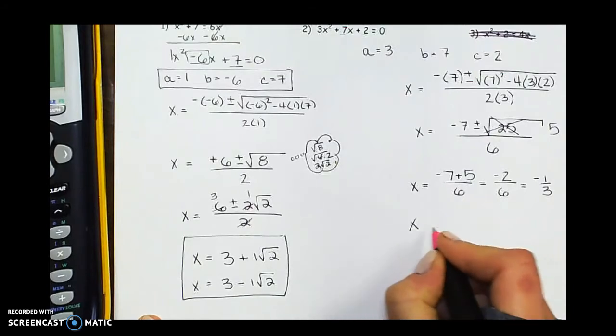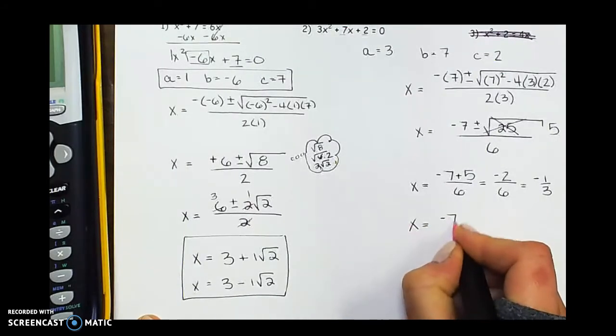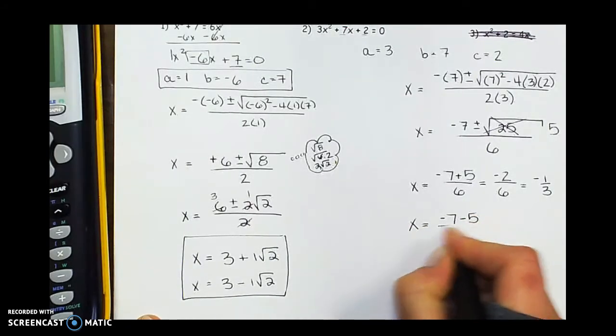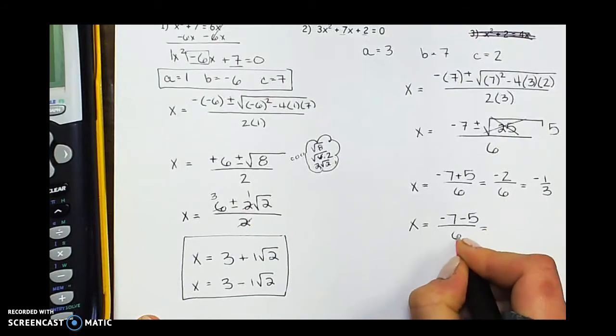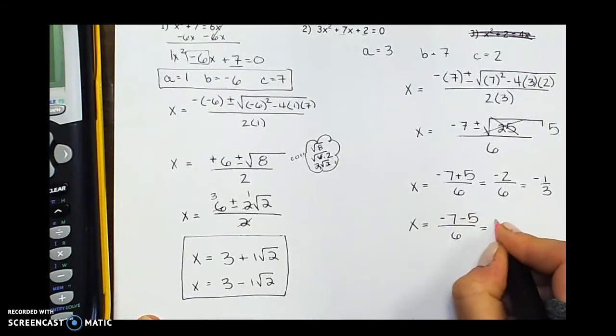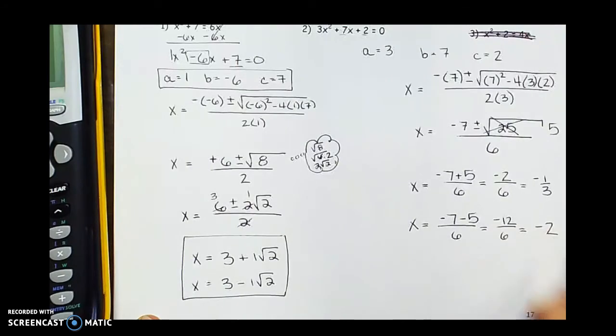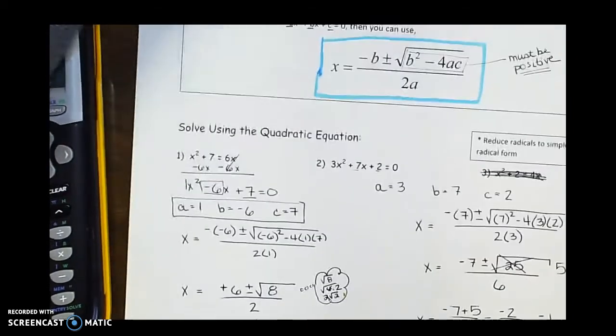My second answer, negative 7 minus 5 all over 6. Again, they're all whole numbers, so we can combine our numerator. So we get negative 12 all over 6, which gives us negative 2. So my final answers here, I'm going to get a negative 1/3, comma, and a negative 2. And we have our two solutions. All right, so that's how we solve using the quadratic equation.